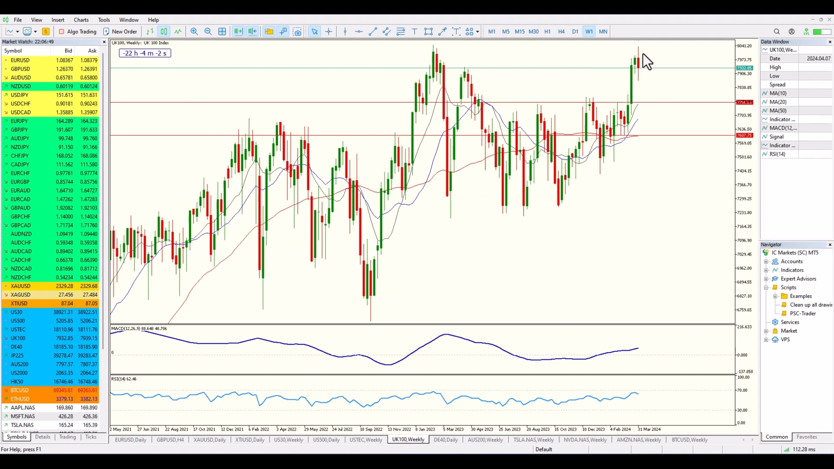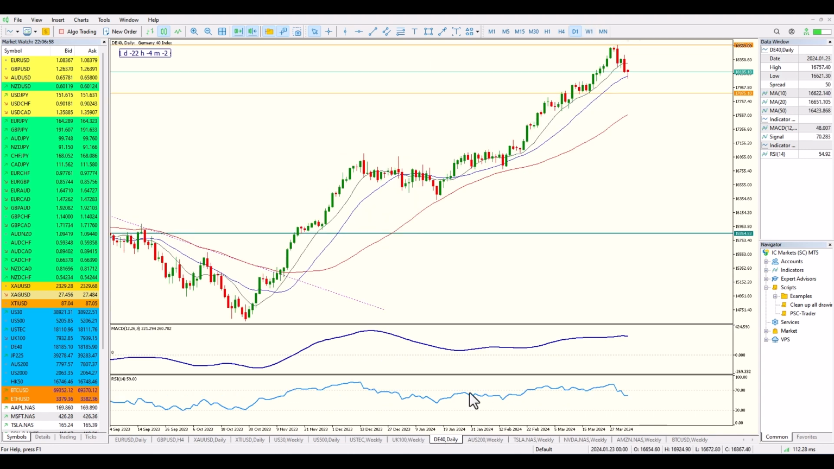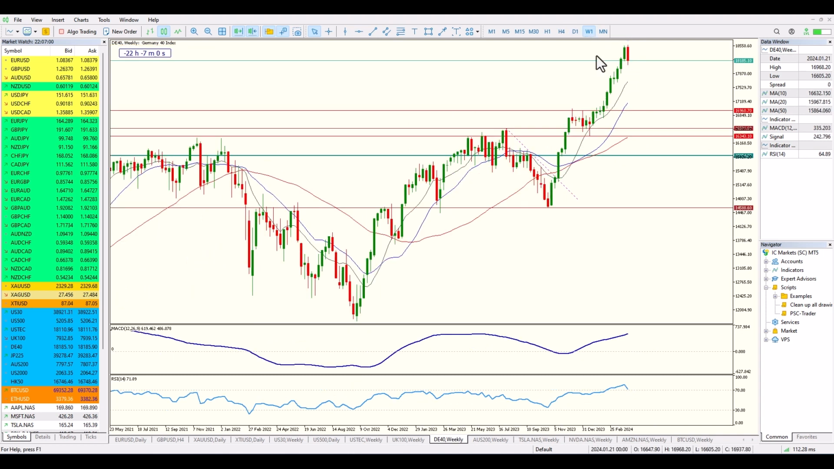Even here on the UK 100, we've got this indecision candle, which could lead to a swing high, which could lead to a bit of a retracement back into the previous highs. Let's look at the DAX. The DAX has been really healthy lately. It's produced a bearish engulfing candle here, which could again lead to a retracement. So I'll be looking for breaks of the lows of these weekly candles on some of the global indices, and looking for them to do a natural, healthy retracement pullback on the weekly or monthly timeframes.